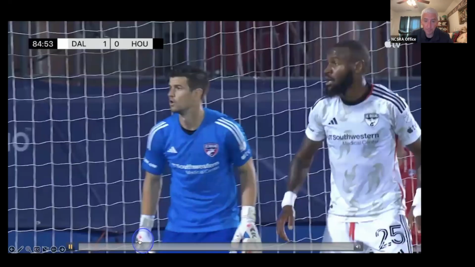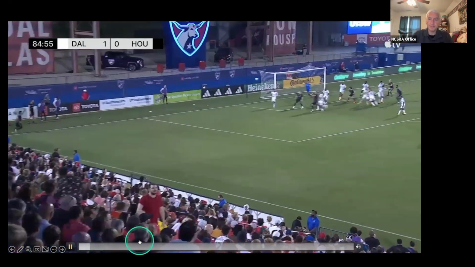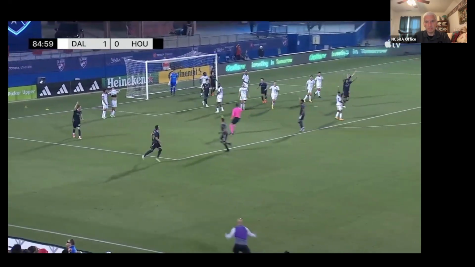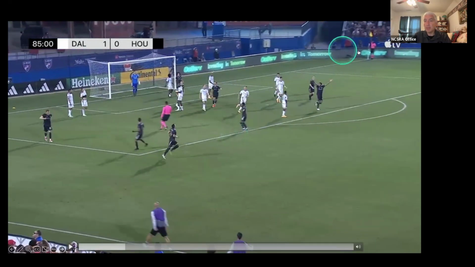Let's watch this clip. The final 5 minutes plus change as Houston are searching for an equaliser, which they have got. Have they? Flag got up on the far side. Stop it right there.